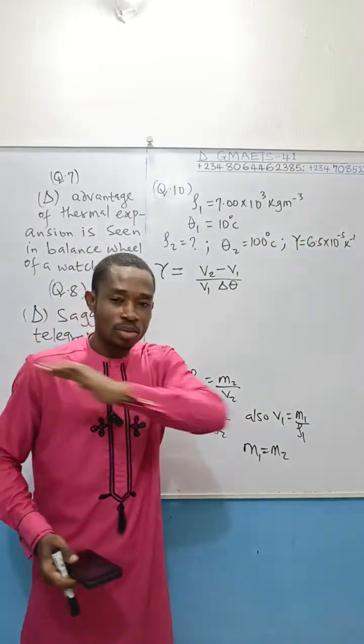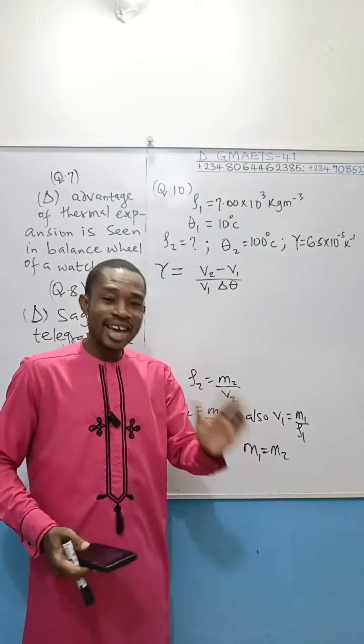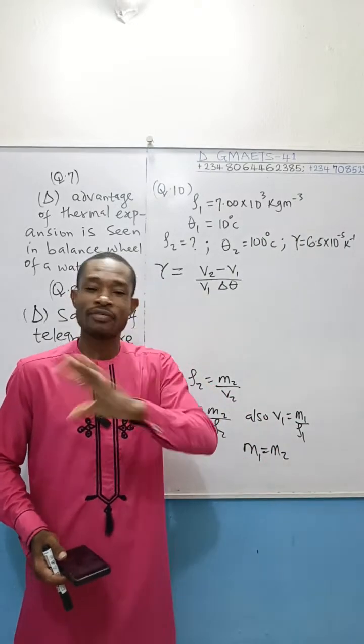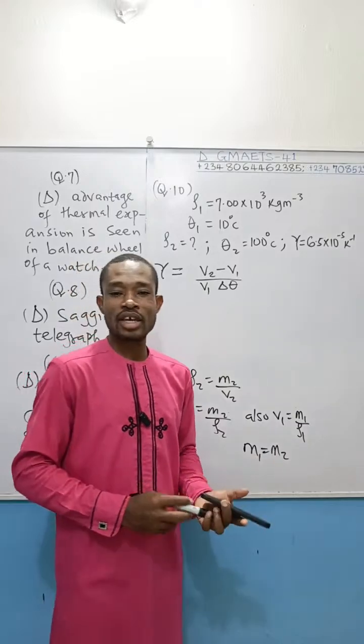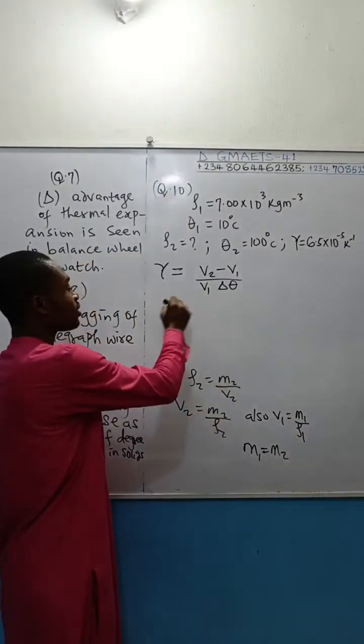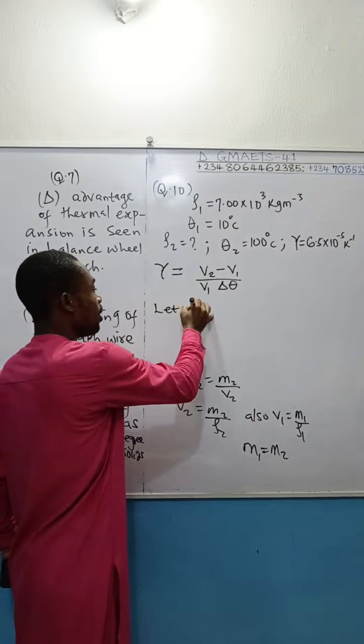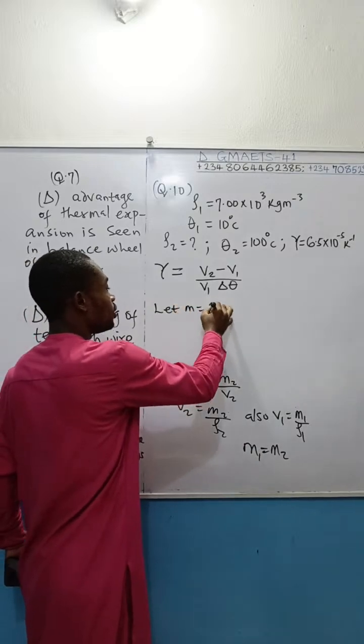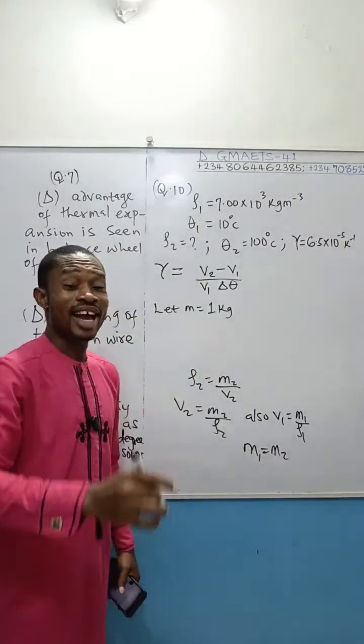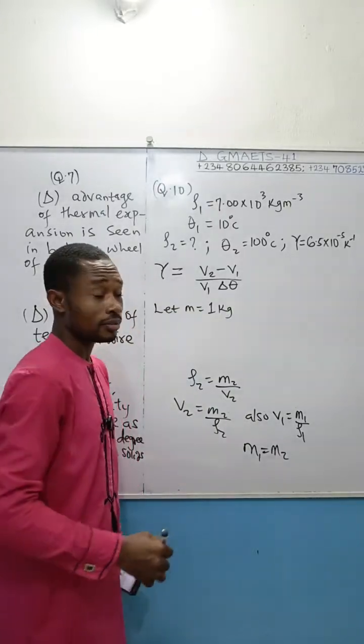So you can assume any value for the mass. And in a case like this, it is best to assume 1 for the mass. Let the mass be 1 kilogram. If the mass is 1 kilogram, let M equals 1 kilogram. If you assume any value for the mass and you solve, you still get the same value.